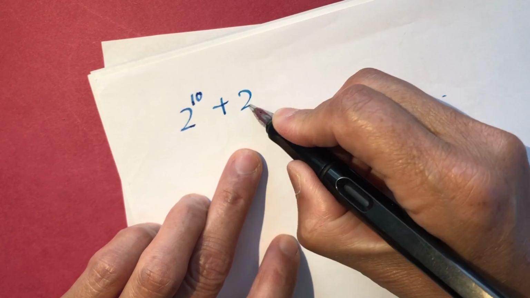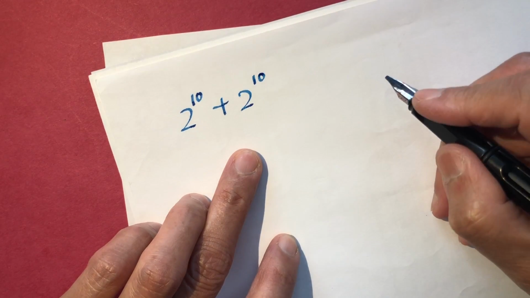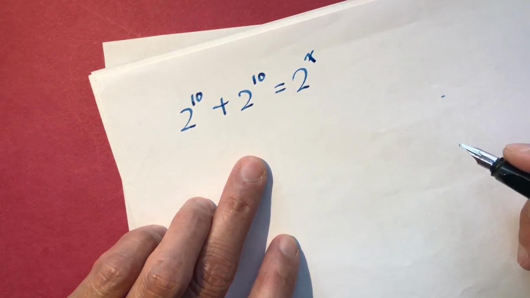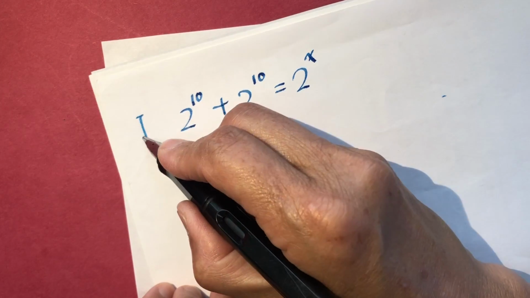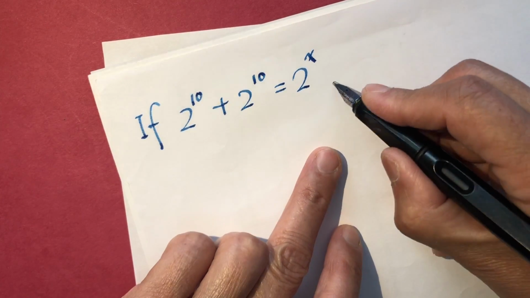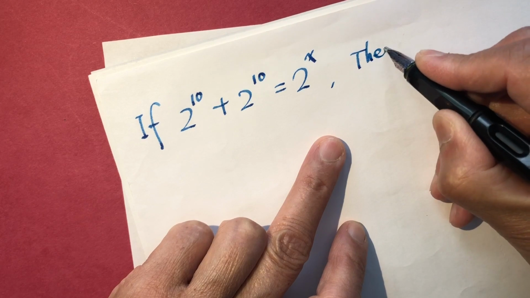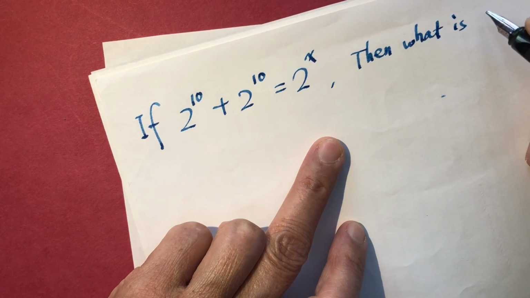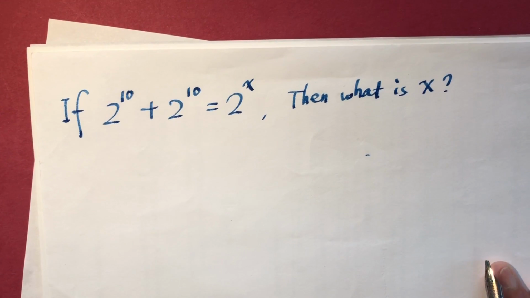Okay, another one: 2 to the power of 10 plus 2 to the power of 10 equals 2 to the power of x. This is given. Then what is x? This is the question.